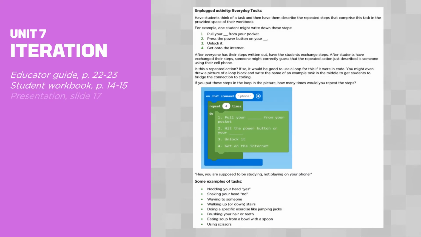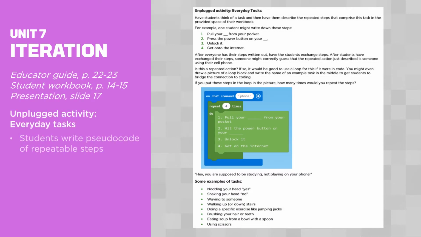This unit includes a second unplugged activity in Lesson B to further reinforce the concepts. Students think of a task and describe the repeated steps that comprise this task in pseudocode. Then they try to guess one another's task.